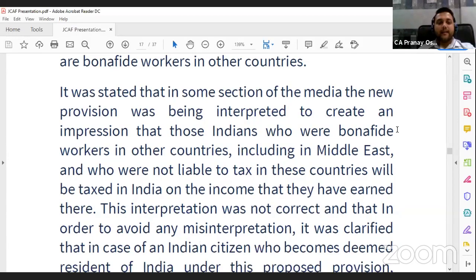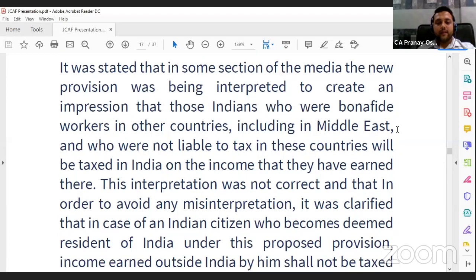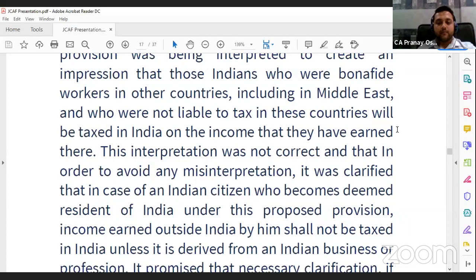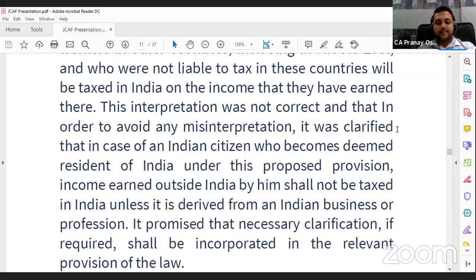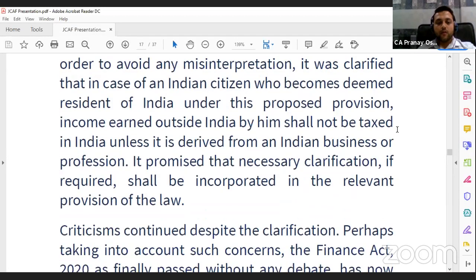Another explanation was added. The interpretation was not correct, and in order to avoid any misinterpretation, it was clarified that in case of an Indian citizen who becomes deemed resident of India under the proposed provision, income earned outside India by him shall not be taxed in India unless it is derived from an Indian business or profession. So it promised that the necessary clarification, if required, shall also be incorporated in the relevant provision of law.